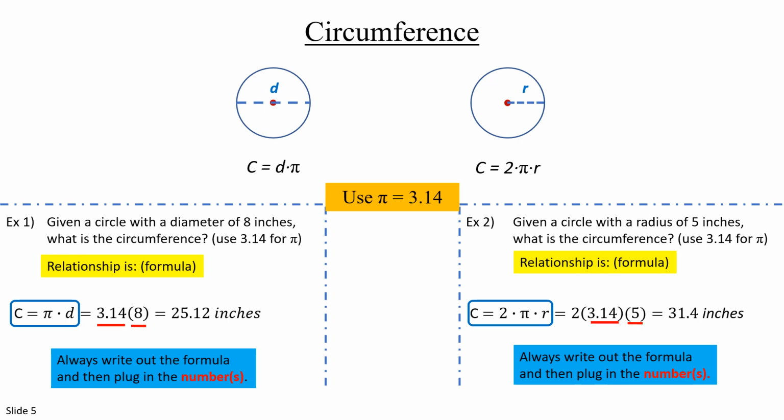So always write the formula down, then write it down again with numbers in it, and then do the arithmetic. By writing it out this way, you end up going back and checking to make sure you put the right values in the right spot. Okay.